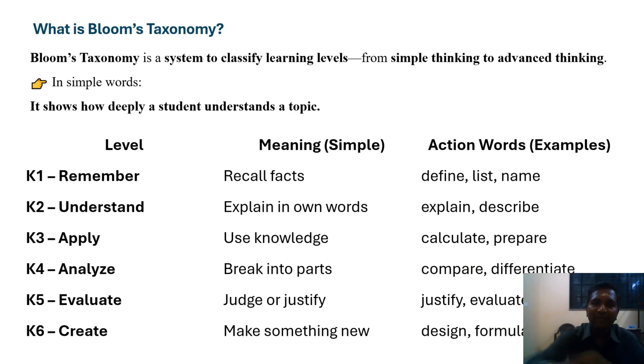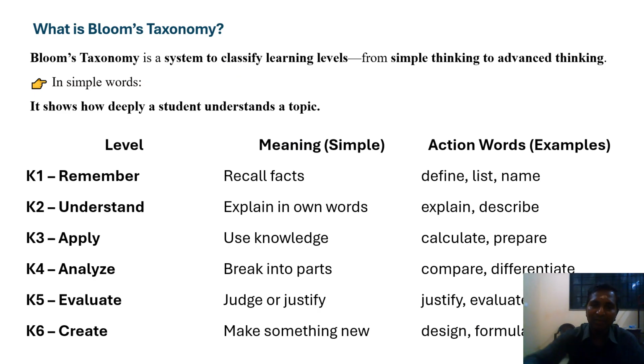To properly define course outcomes, we use an educational framework called Bloom's taxonomy. Bloom's taxonomy is a system used to classify different levels of learning, starting from simple thinking to more advanced thinking. In simple terms, it helps us understand how deeply a student understands a topic. Bloom's taxonomy consists of 6 cognitive levels.